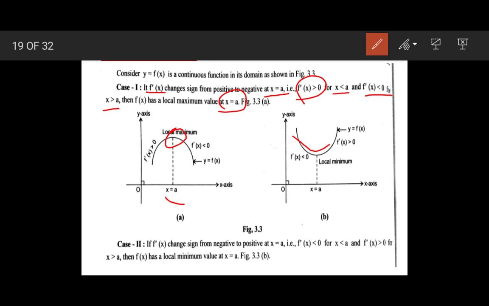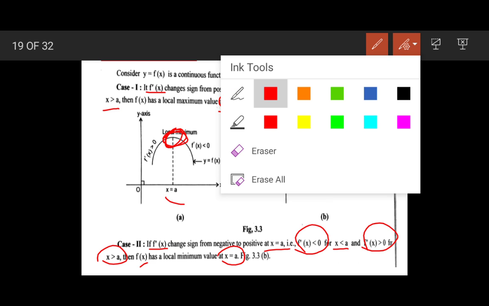Here is the opposite of case 1. If f dash x changes sign from negative to positive at x equal to a, that is, f dash x is less than 0 for x less than a and f dash x is greater than 0 for x greater than a, then f of x has a local minimum value at x equal to a. So we are interested in finding these maximum and minimum values.